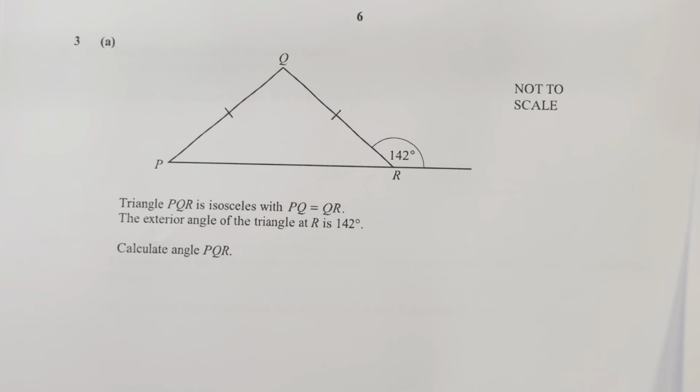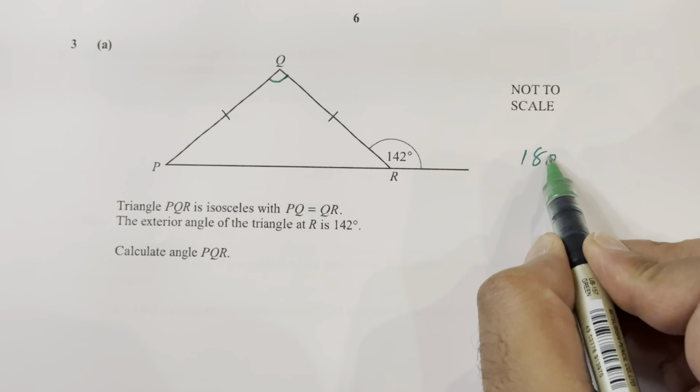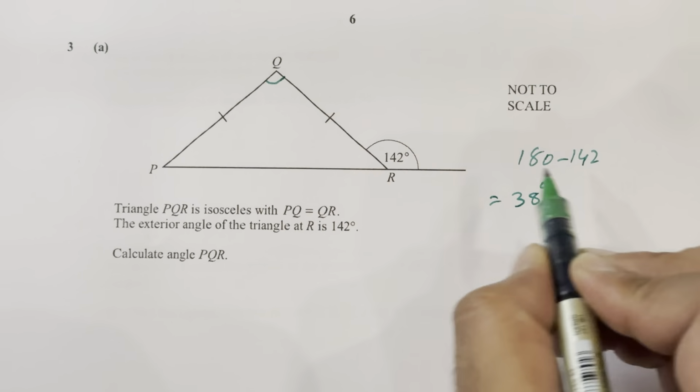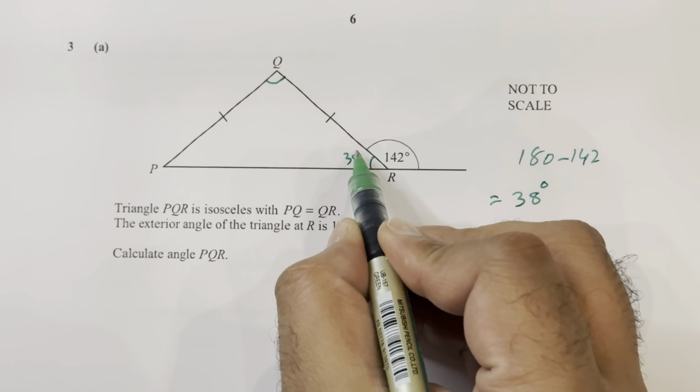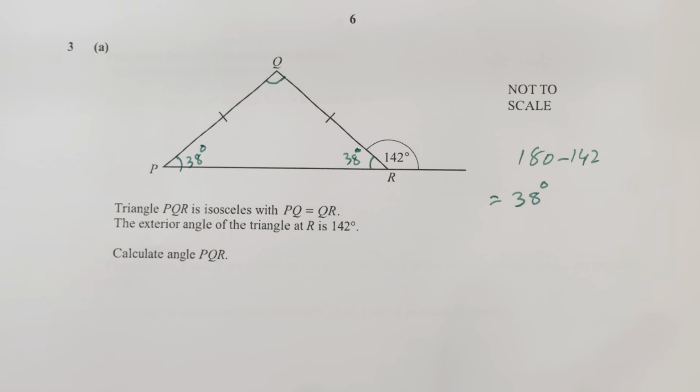Okay, now moving to question number 3. Question number 3 is that the triangle PQR is an isosceles triangle. Isosceles triangle means that two angles would be equal. The exterior angle of the triangle at R is 142. Calculate the angle PQR. PQR means you need to calculate this angle. So first subtract 180 minus 142. You get the answer that is 38 degrees. This would be 38. This would also be 38 because this is an isosceles triangle and these two are equal sides.